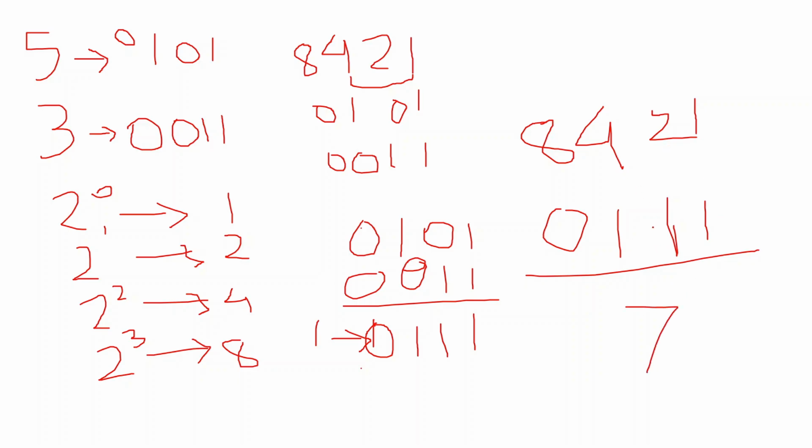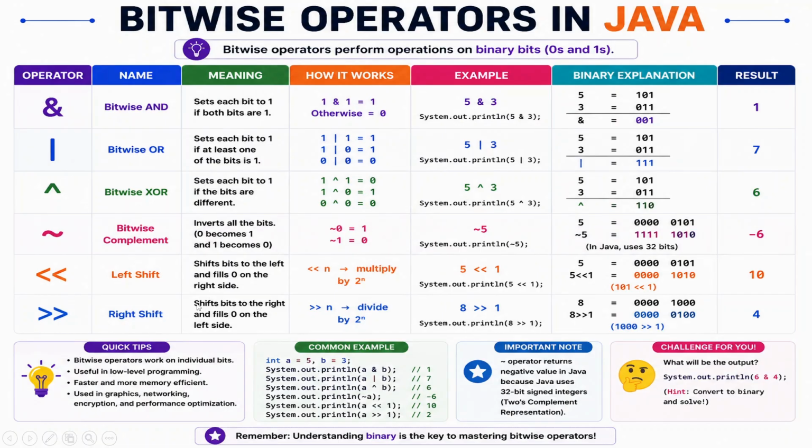We are adding these numbers. Wherever 1 is present, those numbers we are going to add. So 4 plus 2 is 6, 6 plus 1 is 7. So the answer is 7. Let me just show you. So friends, see, for the bitwise OR operator, the output is 7. I hope you understand this concept.